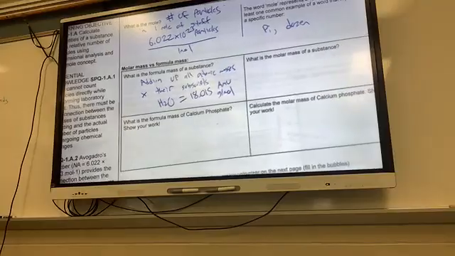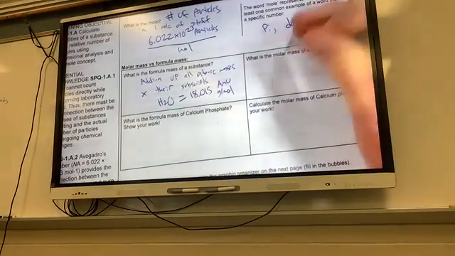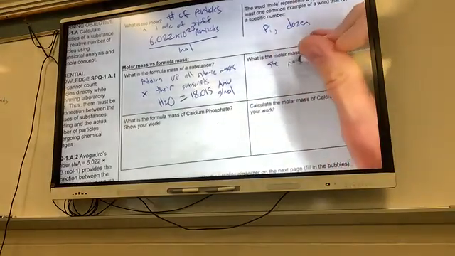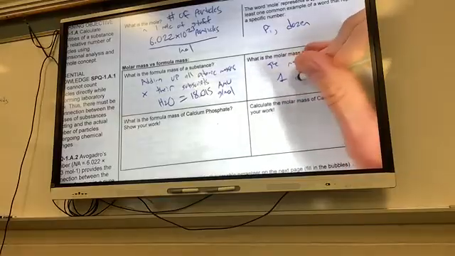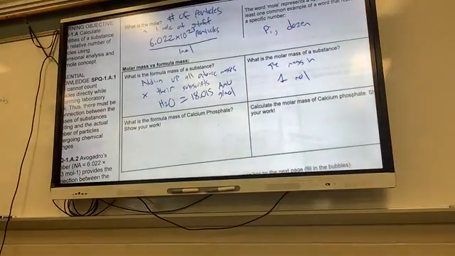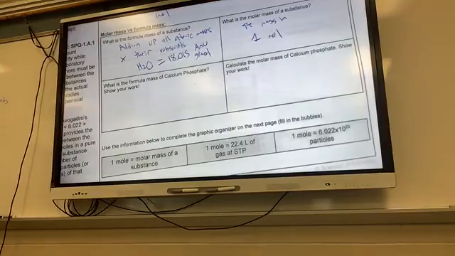So what's the molar mass of a substance? The mass in 1 mole. Okay, so here we go. Make sure you remember how to do this. Get out your periodic table. What's the molar mass of calcium phosphate?